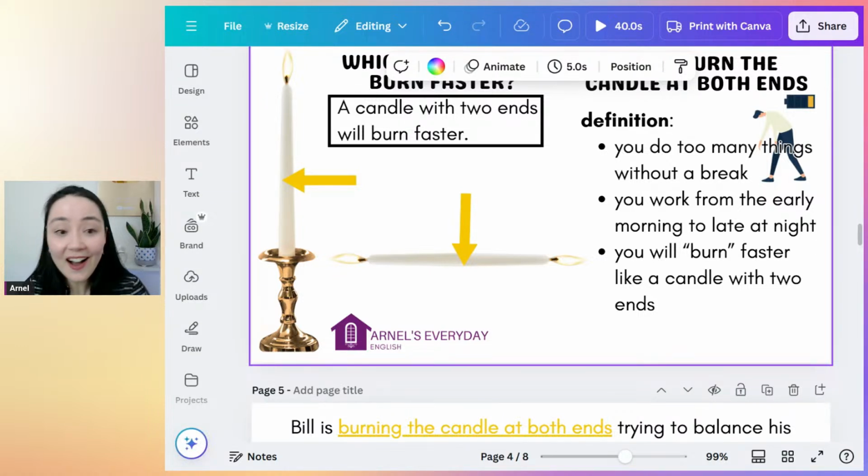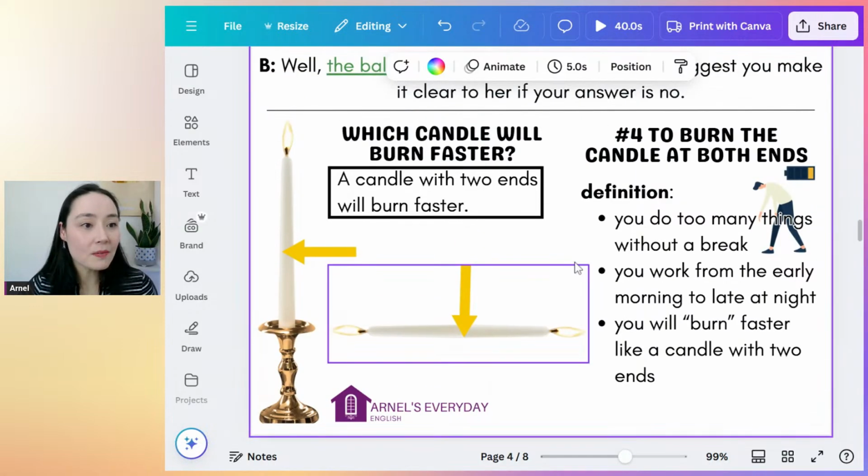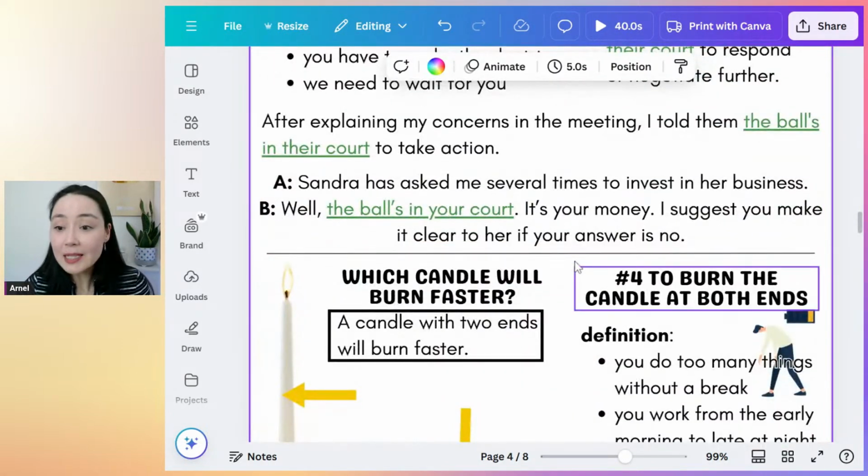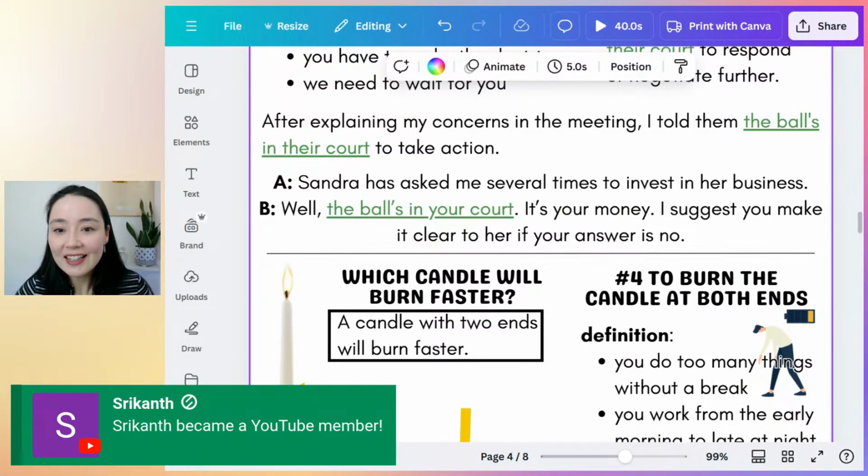Right, really good. Okay, so that's number 4. That's number 4, right? Yeah. Oh, that's number 4. Let's move on to number 5. And Srikant, thank you so much for joining me. I'm really happy to have you here. Welcome to the English Nerd Club. Thank you.